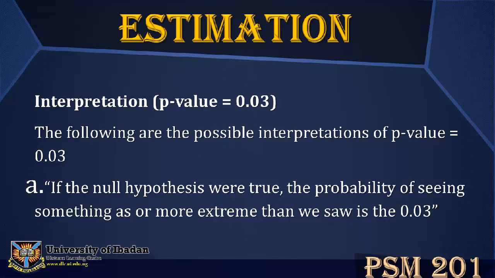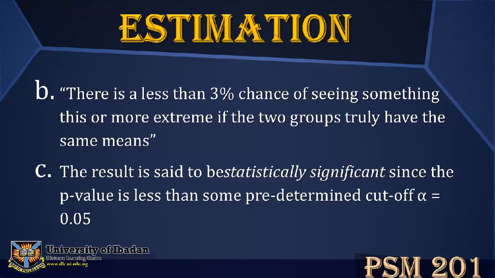If the null hypothesis were true, the probability of seeing something as or more extreme than we saw is 0.03. There is a less than 3% chance of seeing something this or more extreme if the two groups truly have the same means. The result is said to be statistically significant since the p-value is less than some predetermined cutoff, alpha equal to 0.05.